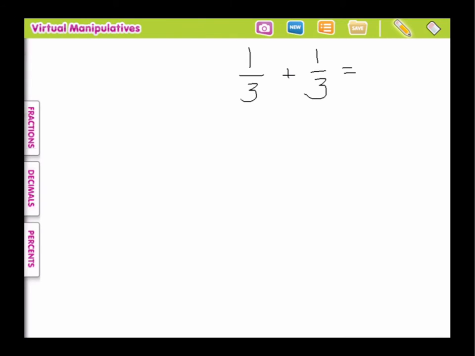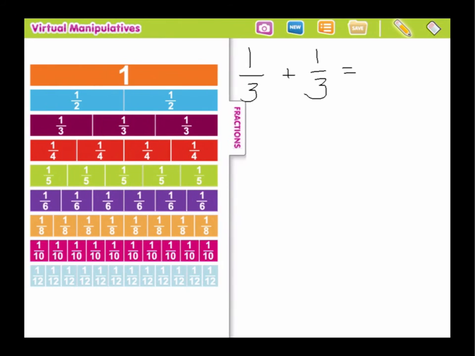So just to illustrate 1/3 plus 1/3, using one whole, or using the same whole in each problem, I'm going to use Virtual Manipulatives, which is a free app that you can get from the App Store. It's a great way to model and to visualize what addition and subtraction of fractions is all about. So I'm going to pull up the fraction tab here, and I'm going to be dragging out a one whole.